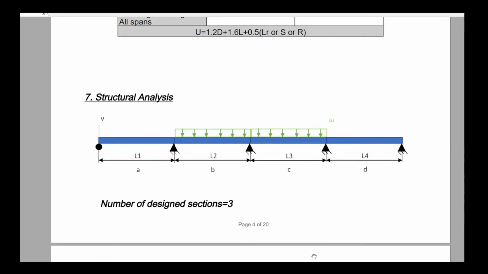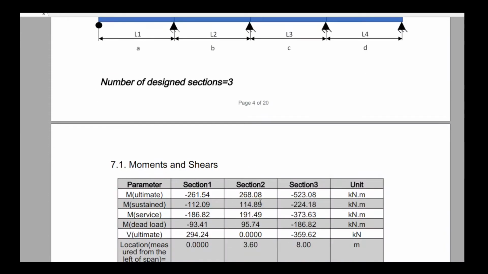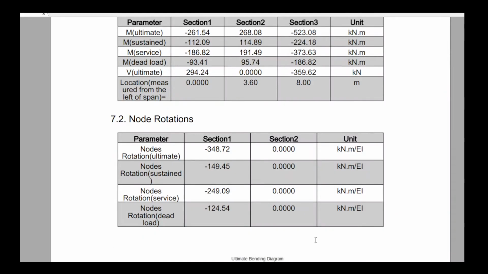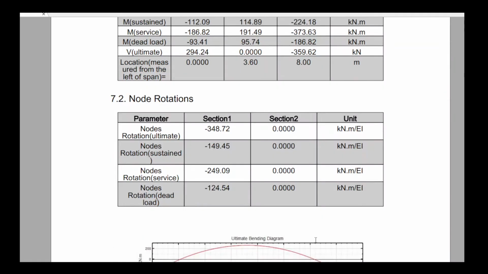And then for the structure analysis part, we get all the moments, the ultimate, sustained, service, dead load, and the ultimate shear for the 3 sections that we have, and the location of these sections: 0 from the left, 3.6 for the maximum positive moment, and 8 at the right hand side of the span. And then we have the node rotation. This is for the structure analysis part.